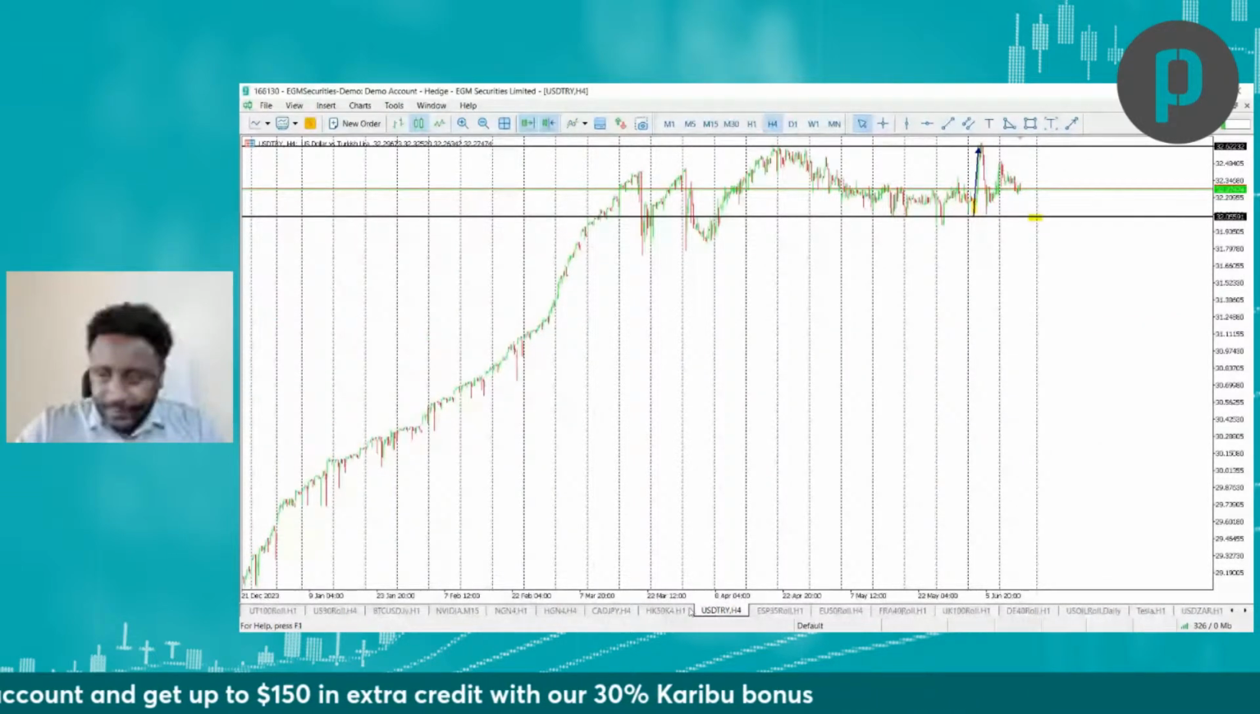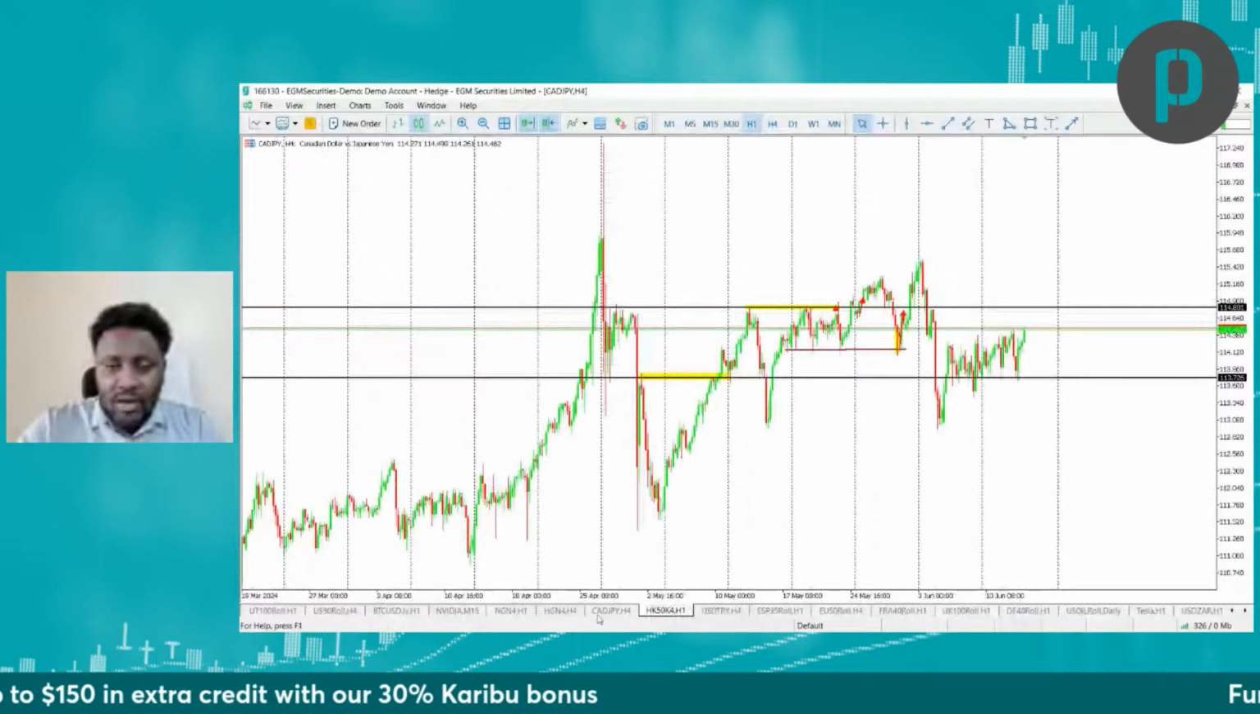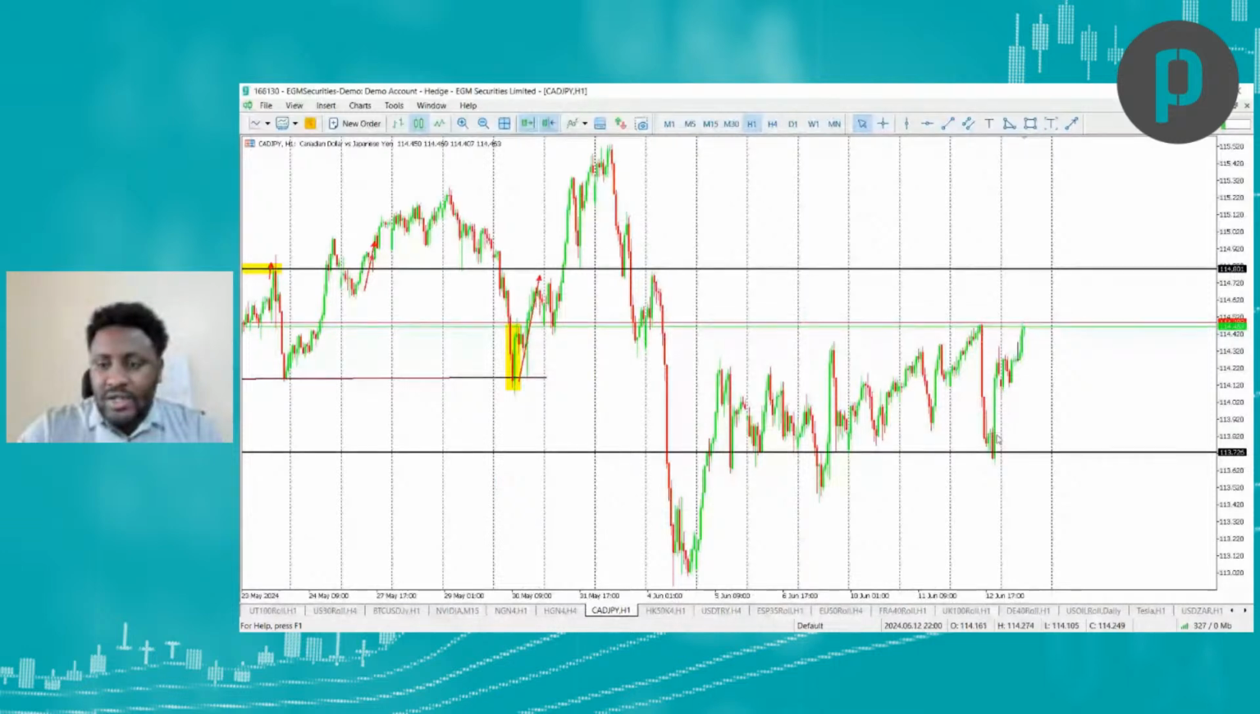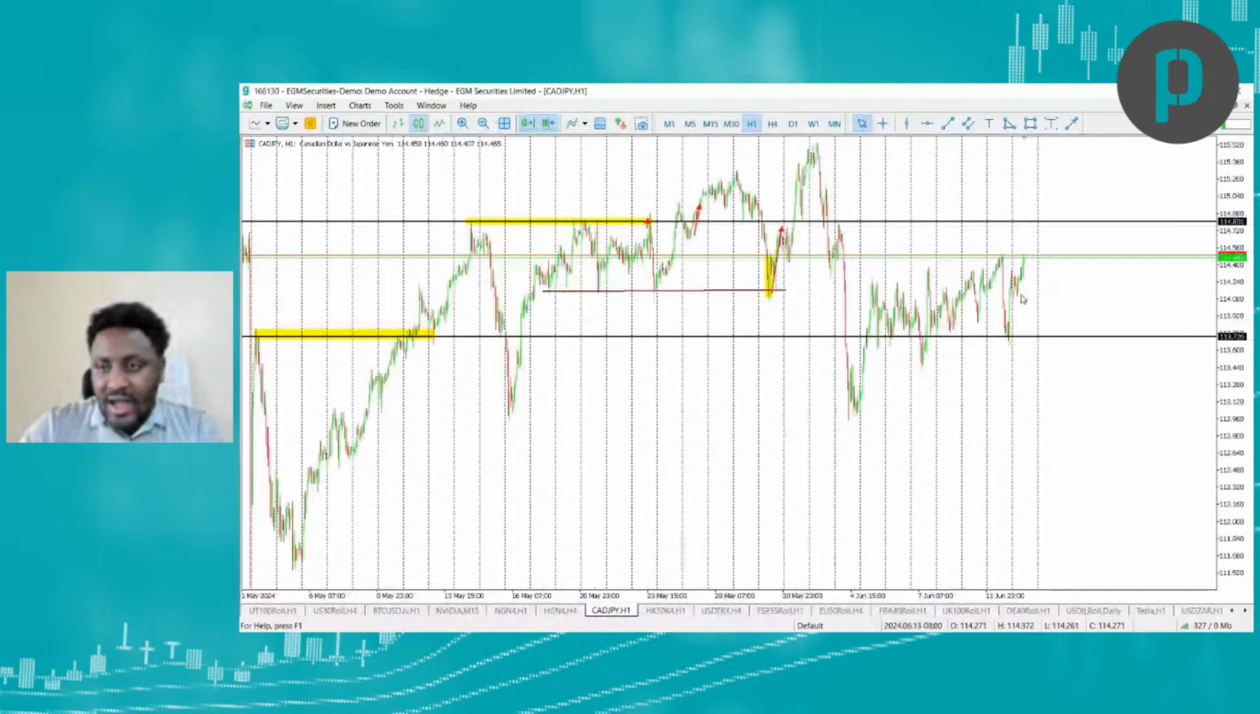So CAD JPY also making a comeback. So it seems like the Japanese yen is weak across board. So after finding support here, the market is testing yesterday's high and looking to print a new weekly high. Of course, the next target will be 114.801. So we should be looking at the market potentially getting there. So if you're still holding a bullish position, this might be a likely exit point.